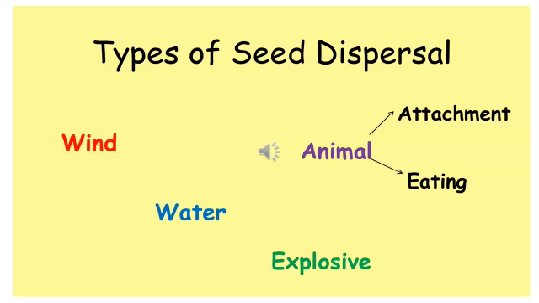Types of seed dispersal. Seed dispersal is of many types according to the characteristics and the structure of the seed. Seeds may be dispersed by the wind, by the water, or by the animals. There are two ways seeds can be dispersed by animals: they can be attached to animals, or animals can eat and drop off the seeds through their waste. And seeds can also be dispersed by any sort of explosion.